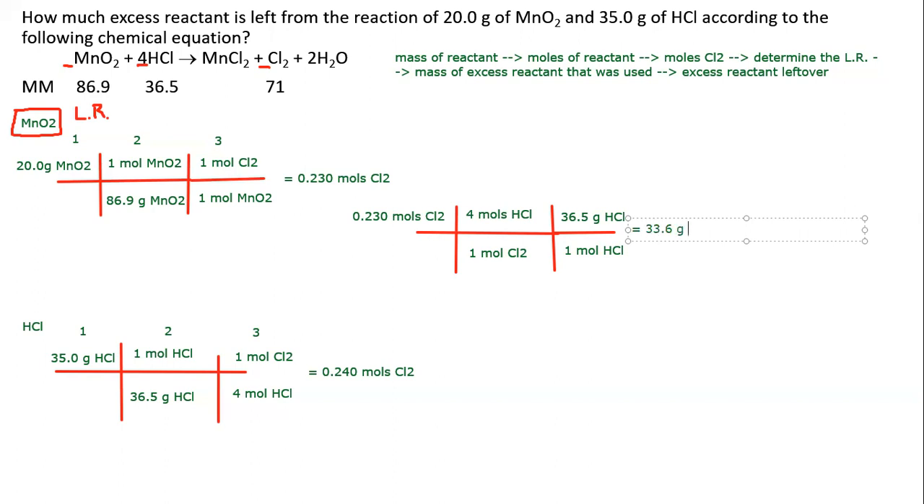33.6 grams. And by the way, the amount used should always be less than the initial amount, because again, this is the excess reactant. So the amount in excess or leftover is the initial minus the used. 1.4 grams left over. So that would be how much HCl is left over from this reaction.